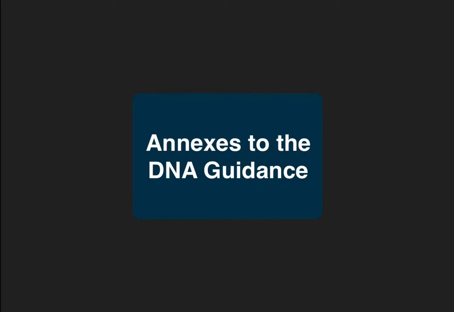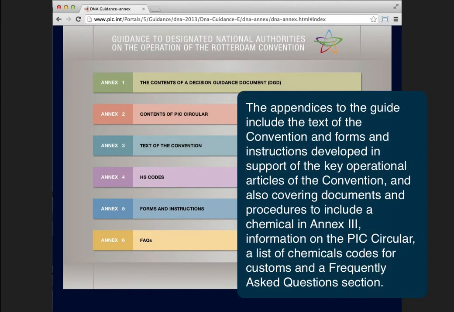Annexes to the DNA guidance. The appendices to the guide include the text of the Convention and forms and instructions developed in support of the key operational articles of the Convention, and also covering documents and procedures to include a chemical in Annex 3, information on the PIC circular, a list of chemical codes for customs, and a frequently asked questions section.